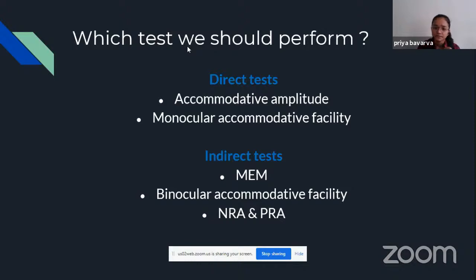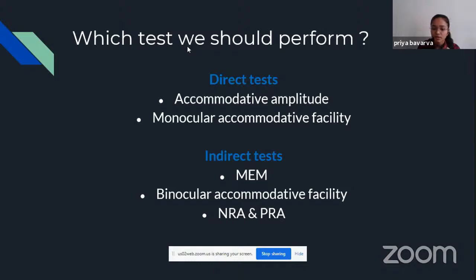And our next method is the NRA and PRA. How to perform NRA and PRA? First, put the subjective correction in the trial frame, and then ask the patient to hold the near vision chart at 40 centimeters, and instruct the patient to fix on the target N8.